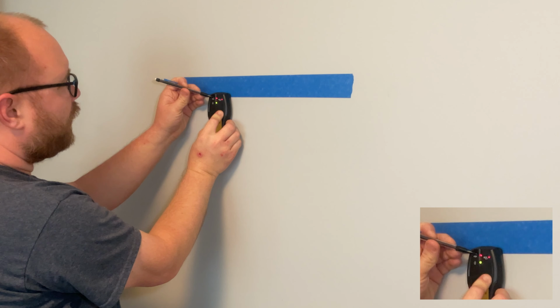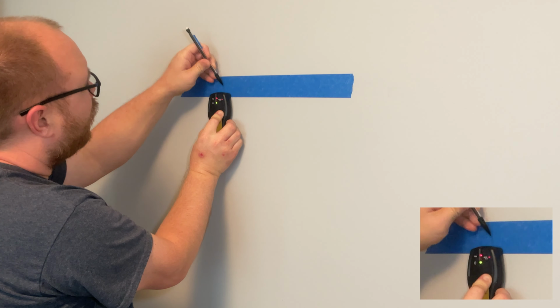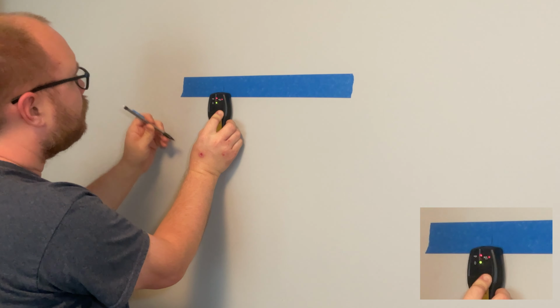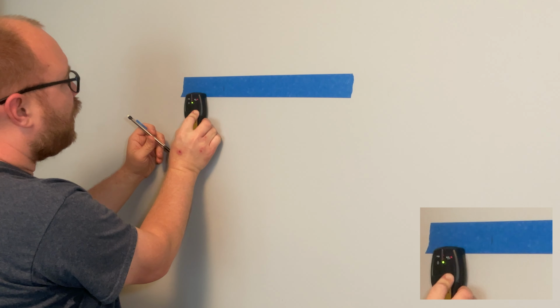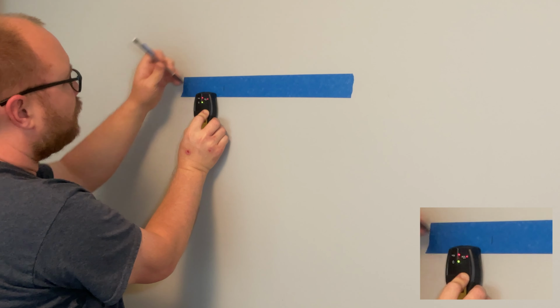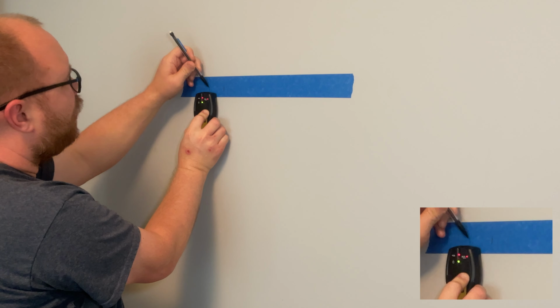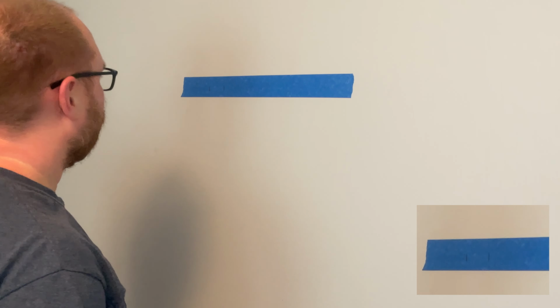When this top light lights up and it starts beeping, we know that we found the edge of our stud. So we'll mark it on our tape. And then we continue sliding it until the light goes off. And then we'll slide it back until the light comes on again. And we know that we found the other end of the stud.